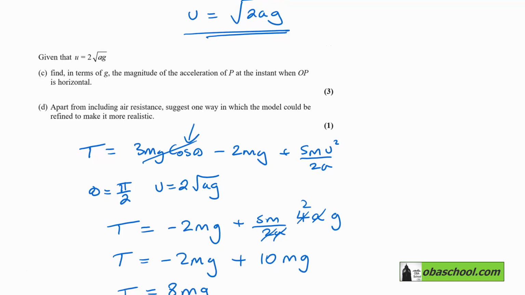Then finally, part D was, apart from including air resistance, suggest one way in which the model could be refined to make it more realistic. Well, we could take into account the weight of the string, because strings aren't really light. We could take into account that the string is unlikely to be inextensible. All strings to some degree are elastic, and the package is not a particle. So it's just one mark. You just need to get one of those things down.